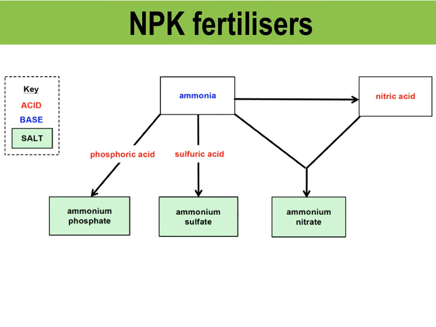Focusing more specifically on nitrogen-containing compounds, ammonia is something that we react with the three main acids: nitric acid, sulfuric acid, and phosphoric acid. So remember, this is a neutralization reaction. Ammonia is a base. So if we react ammonia with phosphoric acid, we get ammonium phosphate. If we react it with sulfuric acid, we get ammonium sulfate. And if we react it with nitric acid, we get ammonium nitrate. So remember, phosphoric acid gives us phosphates, sulfuric acid gives us sulfates, and nitric acid gives us nitrates.